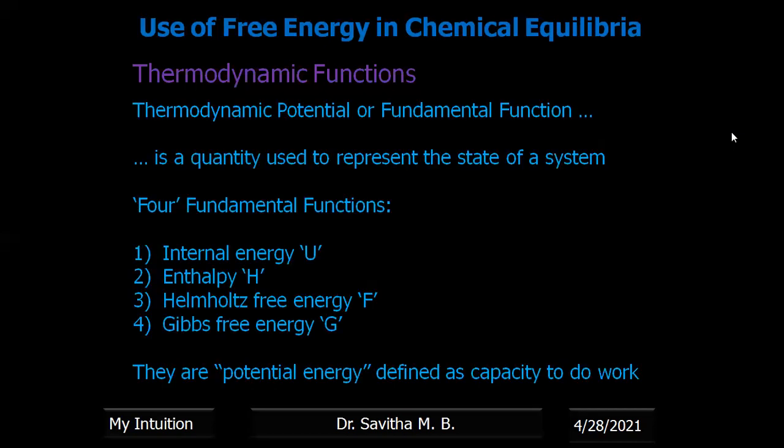To understand this we need to know various thermodynamic functions, to understand how the cell works and how to construct a cell. The potential of a cell, or the ability of a cell, depends upon four fundamental functions: internal energy, enthalpy, Helmholtz free energy, and Gibbs free energy. These define the capacity to do work of a cell.